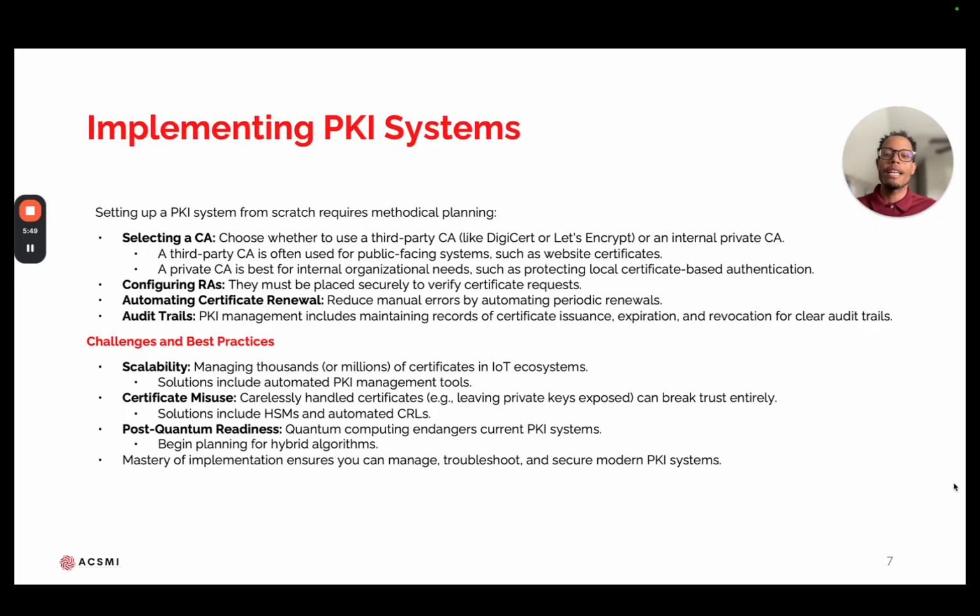So when you're setting up a PKI system from scratch, this is going to require methodological planning, right? Because think about it, you need to select the CA, you need to configure the RA, you need to make sure that the audit trail is intact, as in you're maintaining the records of each certificate as we issued them, because we do not want to lose something like that to the wrong hands. Now, some challenges are going to be scalability. There are many, many thousands of certificates in IoT ecosystems, okay? Some solutions could be, we want to include PKI management tools, but automation though, we want to automate it.